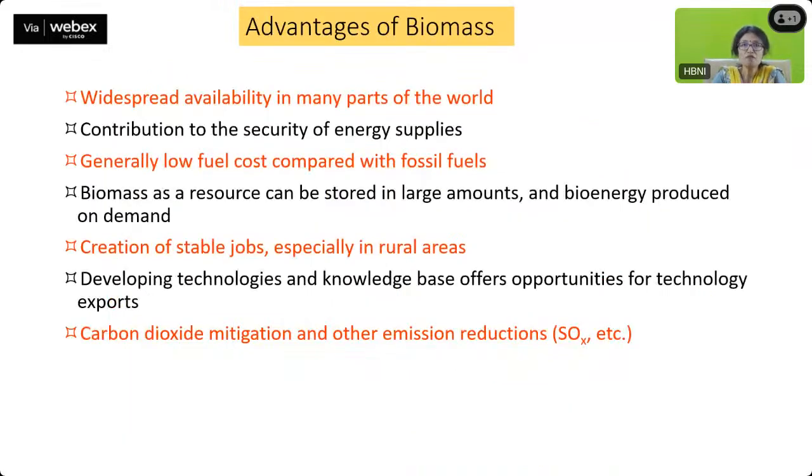So what are the advantages of biomass? You have widespread availability in many parts of the world. You have contribution to the security of energy supplies. Then generally low fuel cost compared to fossil fuels, obviously, but when you are actually processing it, it might be a little more costly compared to that of fossil fuels. Biomass as a resource can be stored in large amounts, and bioenergy can be produced on demand.